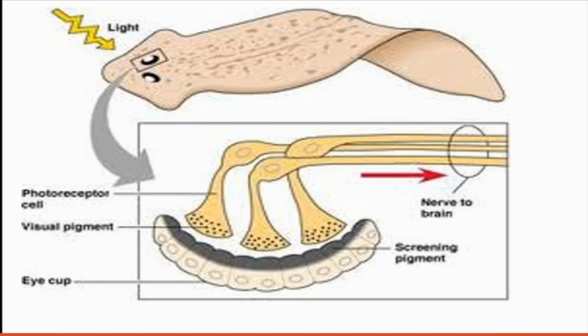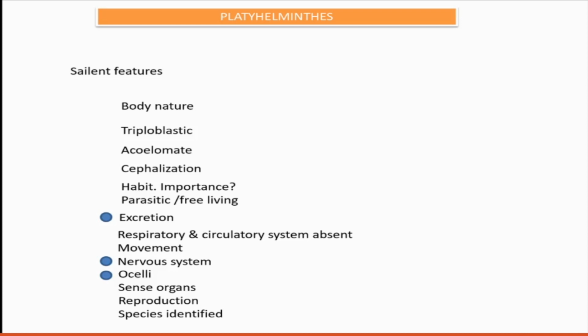It senses the light. Then in addition to these ocelli, other sense organs are also present. They are chemoreceptors that sense the presence of chemicals. Then balance receptors called statocysts are also there. And rheoreceptors are also present, which sense the water movement. All these are the receptors found in this phylum. That's about sense organs.